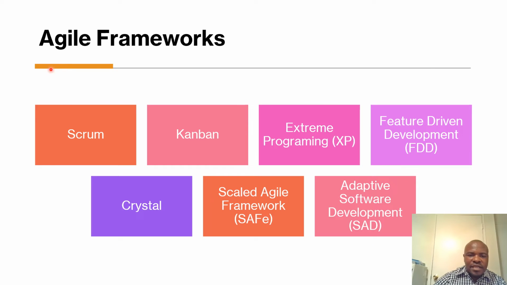Now we look at the flavors of Agile, or what you call Agile frameworks. We have Scrum, Kanban, Extreme Programming, Feature-Driven Development, Crystal, Scaled Agile Framework, and Adaptive Software Development.